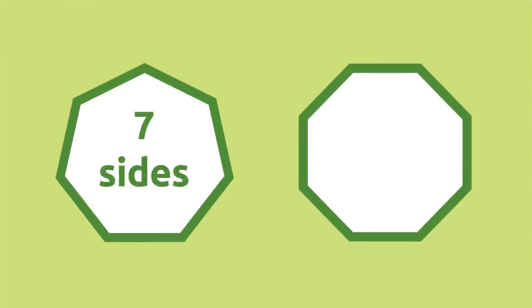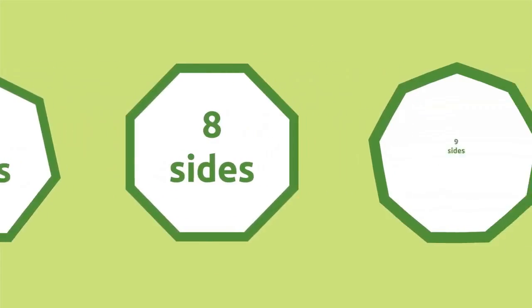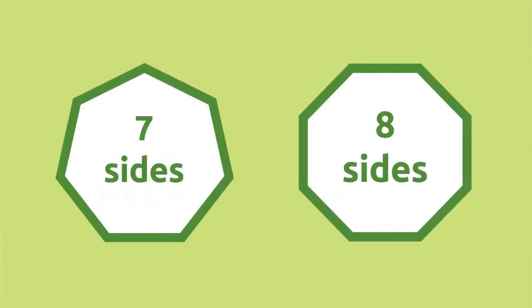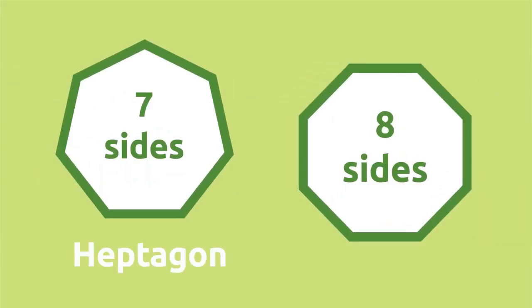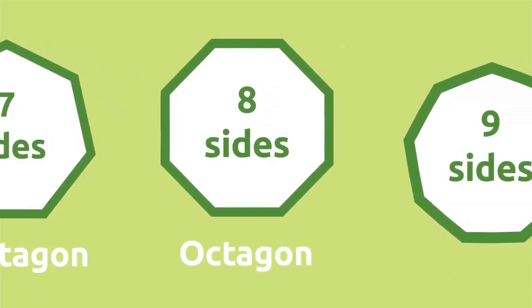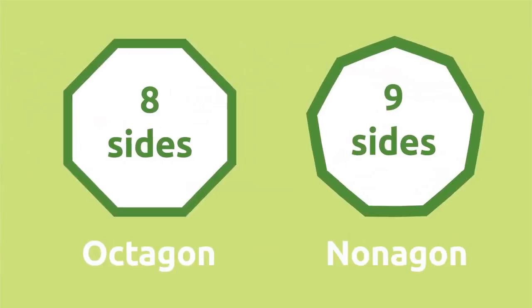There are many types of polygons, but to learn how to read them, you need to use the corresponding prefix. It's very easy. A 7-sided polygon is a heptagon, and an 8-sided polygon is an octagon, and so on.